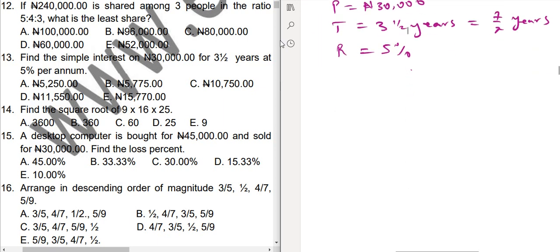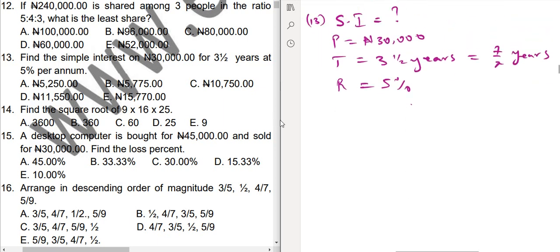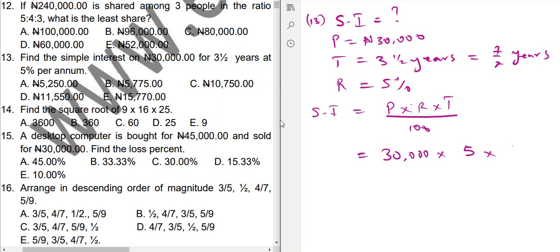Simple interest equals principal times rate times time over 100. So principal is what? 30,000. Rate is 5. Time is what? 7 over 2, right? Yes. Time is 7 over 2. Then this 100 is this, right?